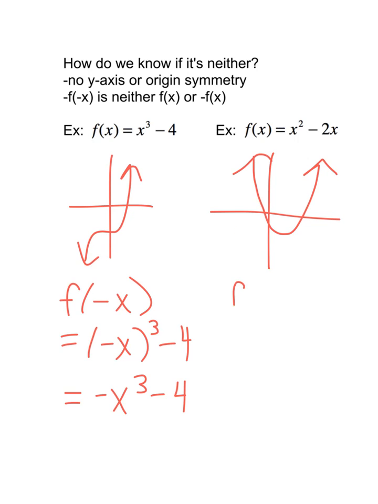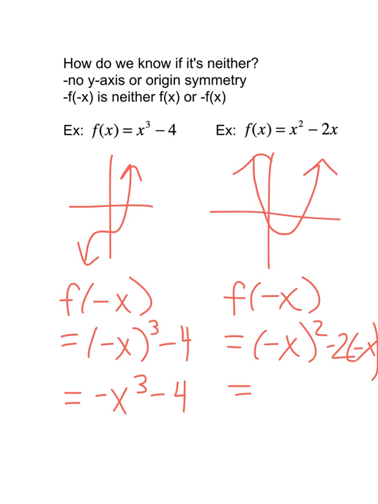And if we check algebraically, plug in a negative x for the place of each x, what ends up happening, negative x squared is going to become positive, and then a negative 2 times a negative x is going to become positive 2x as well. So just like the last time, I have a little bit of each. The x squared stayed the same, the negative 2x became positive. So overall, it didn't stay the same, and overall, it didn't become opposite. So that's how we know that it's neither.